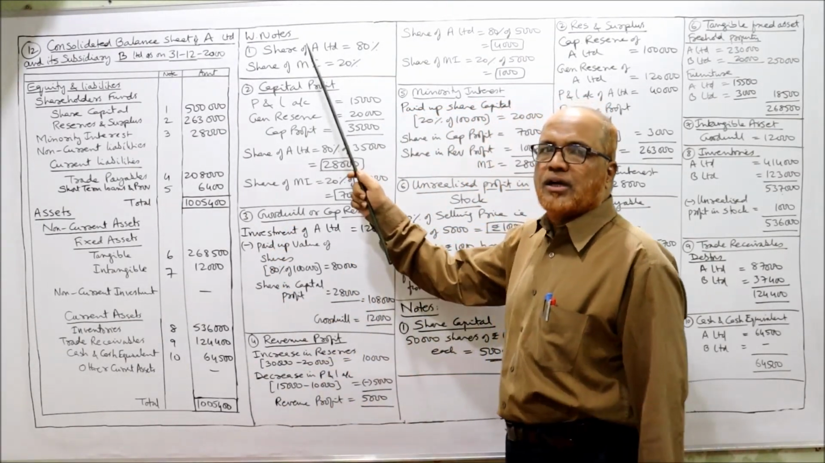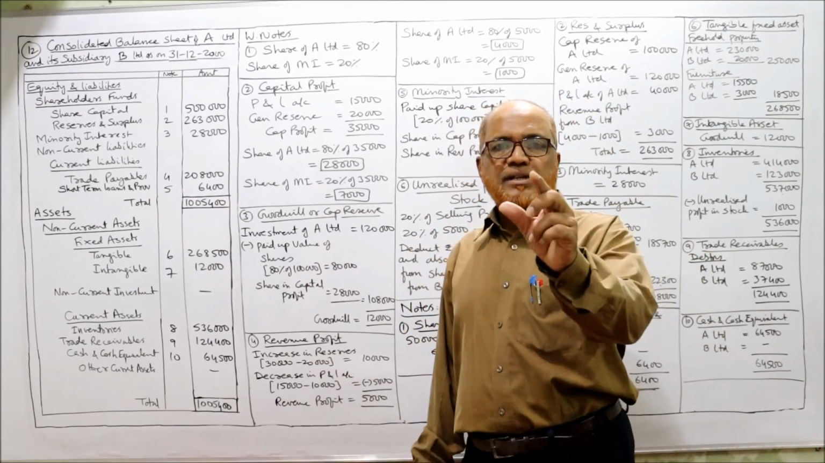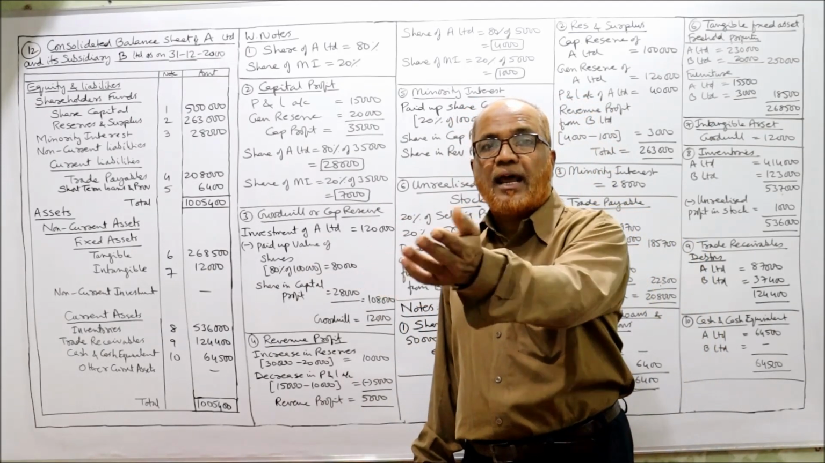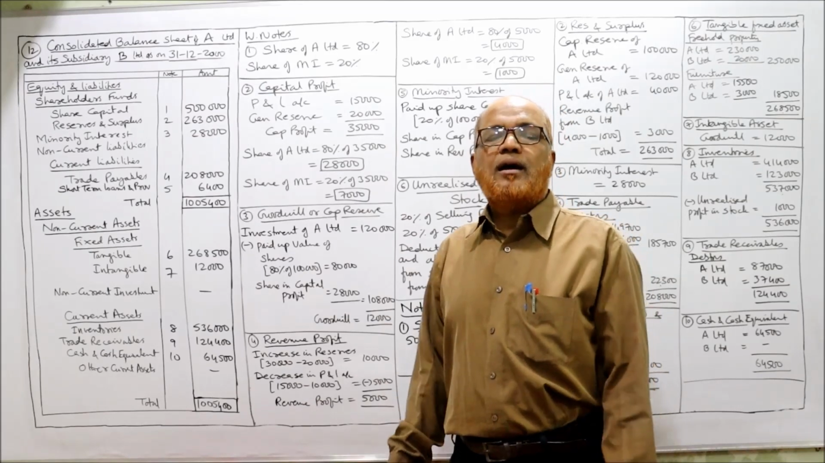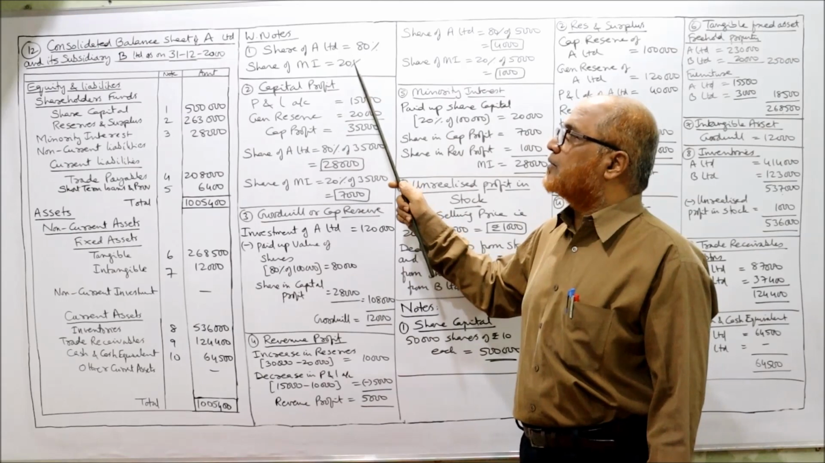Now, first working note. Share of A Limited is 80%, and 80% of shares of B Limited are held by A Limited. Holding company holds 80% of shares. The minority interest holds 20%.